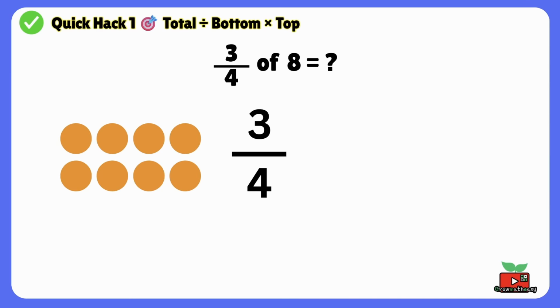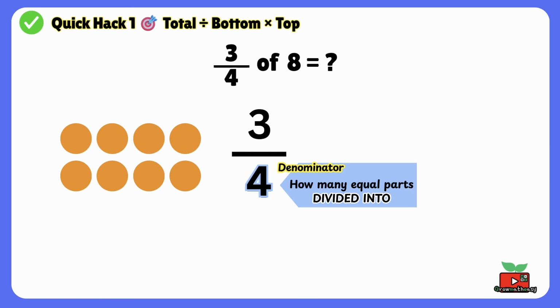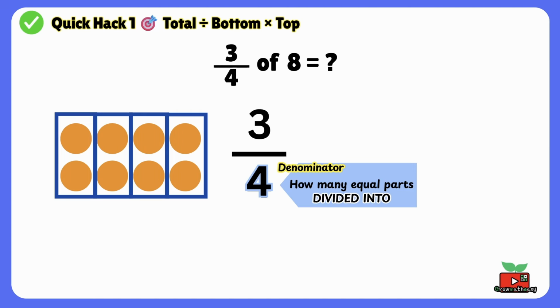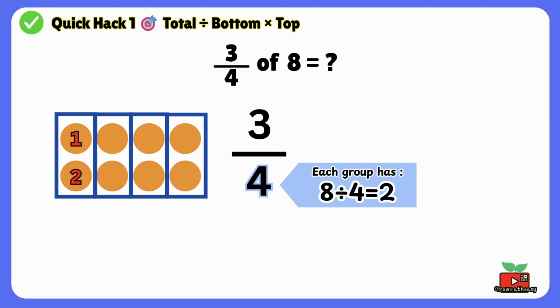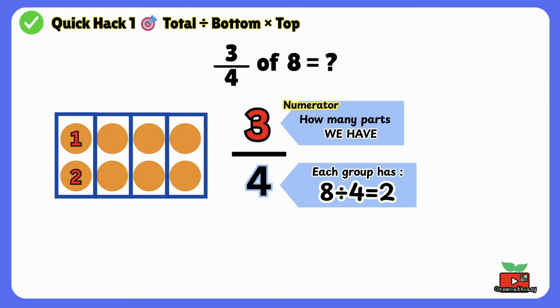The bottom number is called the denominator. It tells us how many equal parts the total is divided into. In this case, the total is divided into 4 equal parts. Each group has 8 divided by 4, that is 2 items. The top number is the numerator. It tells us how many of those parts we have.